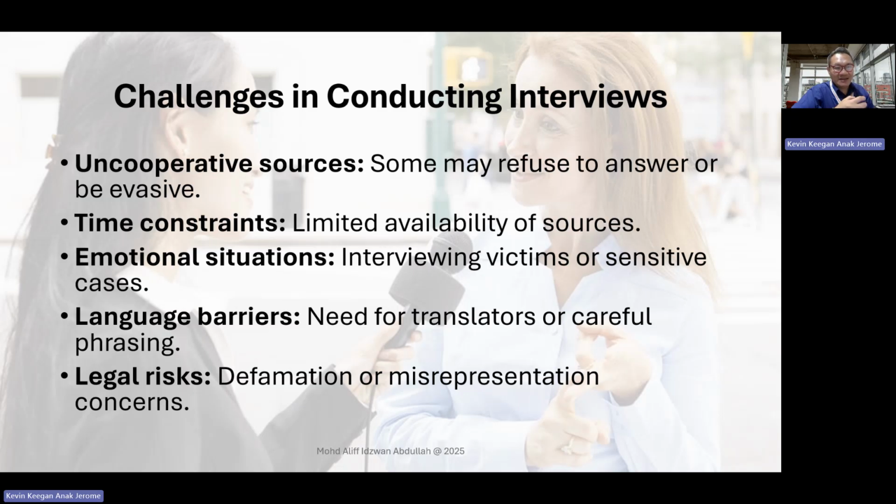Time constraints, limited availability of sources, emotional situations, interviewing victims of sensitive cases. Emotional situation means you can't directly ask questions to survivors of an earthquake or tsunami. You can't simply ask them that question. Give them time because of their traumatic experience, PTSD. Language barrier: need for a translator if you want to ask questions of a non-English speaker. And legal risk: defamation and misrepresentation of the concerned.